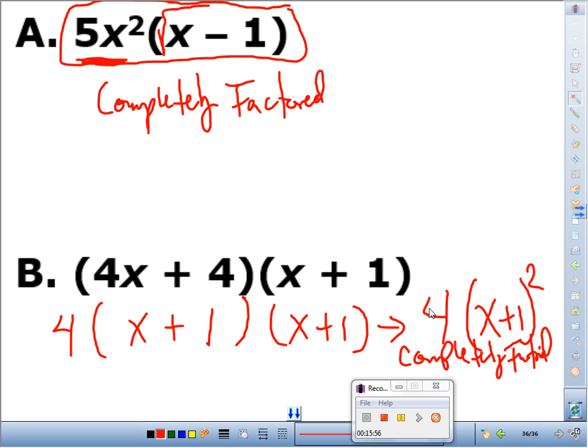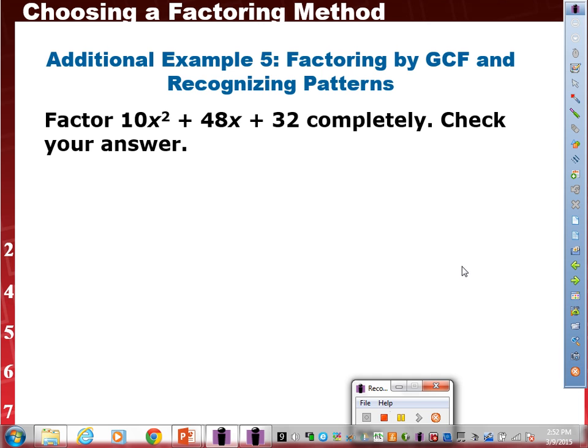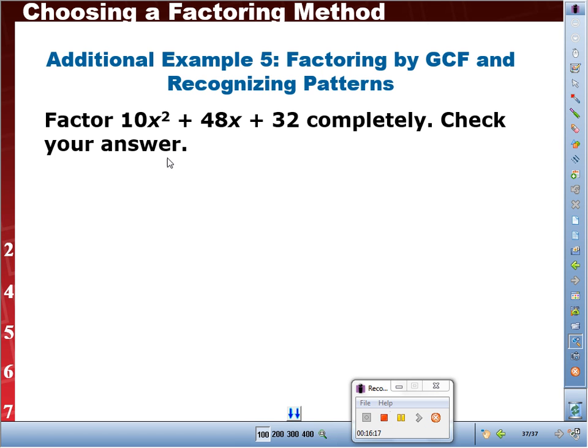4B. Okay, copy this next one, please. Copy this one, example 5. It says, factor 10x squared plus 48x plus 32 completely, and check your answer. So this one, they're asking us to check the answer, so we're going to do that at the end. So just copy the trinomial, but remember at the end we're going to check our answer.